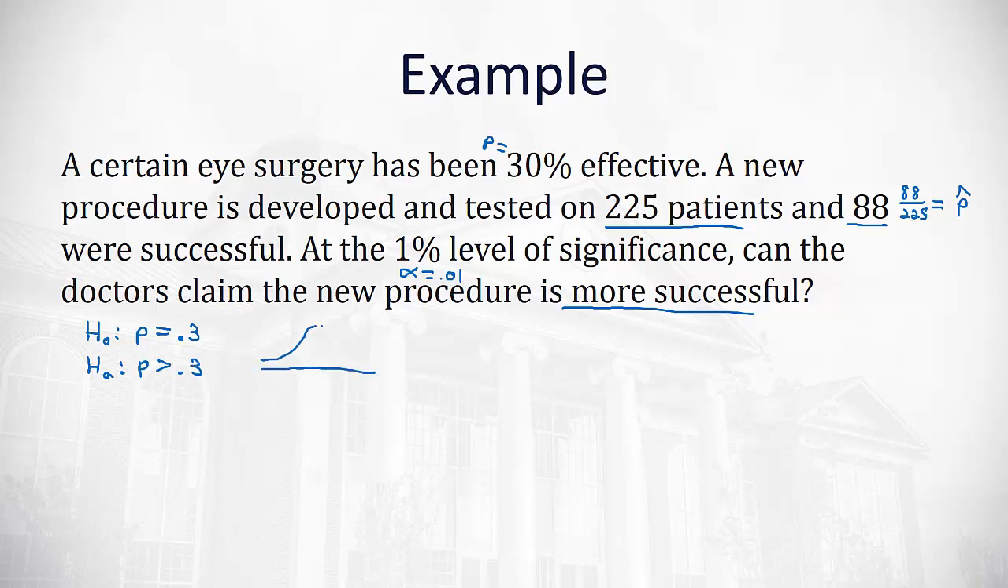So if I were to draw my picture here, we want the right tail. If the mean is 0.3, we want to be bigger than 0.3. We want the right tail to be our rejection region. Let's calculate the p hat, the sample proportion. We had 88 successes out of 225 patients. When we do 88 divided by 225, we're going to end up with, let's round it to, 0.39.